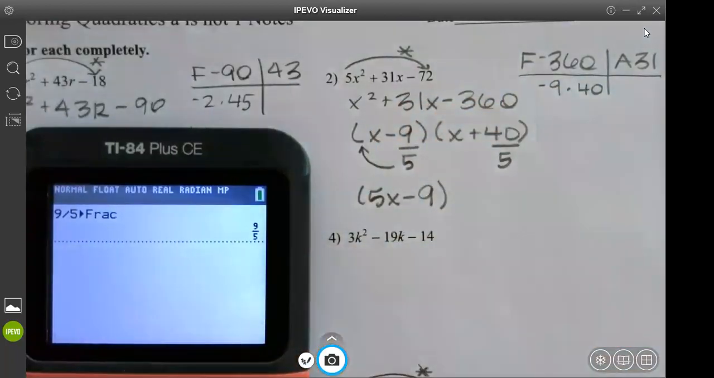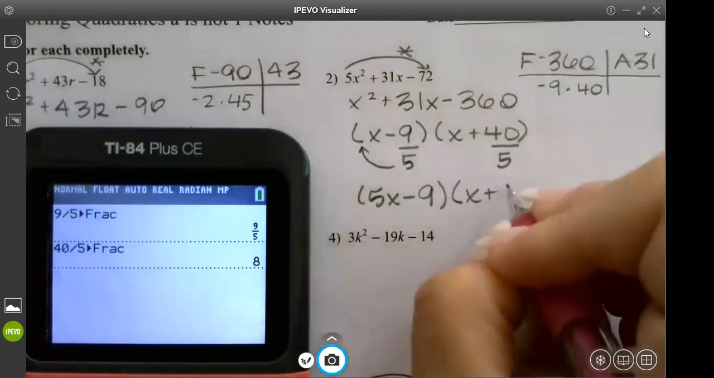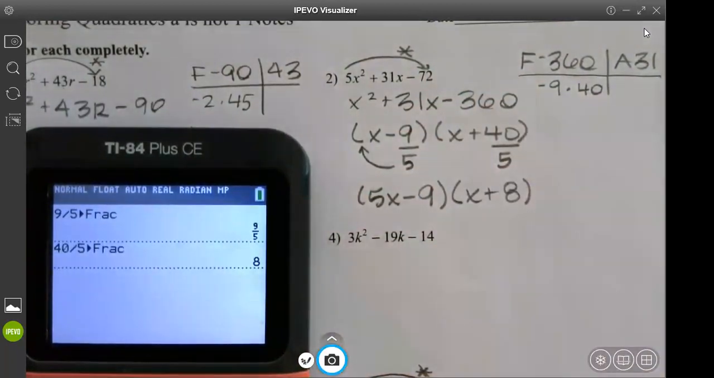So our first set of parentheses is 5x minus 9. 40 divided by 5, math, enter is 8. It doesn't have a bottom, so I just replace it with 8.